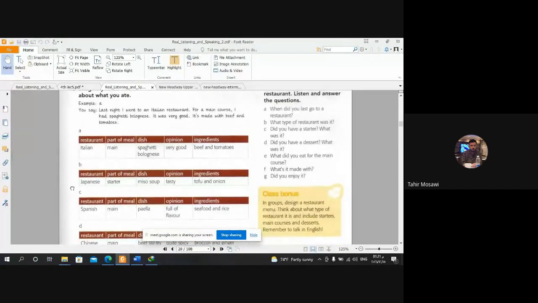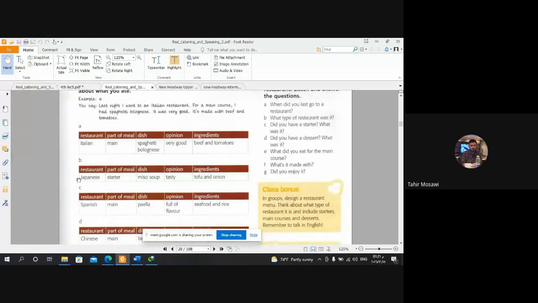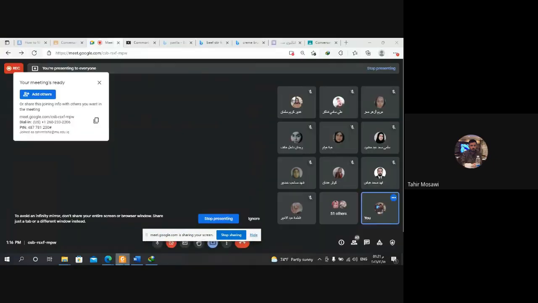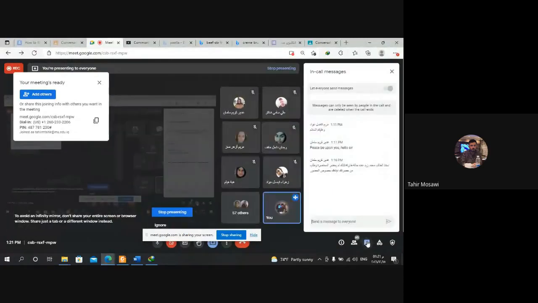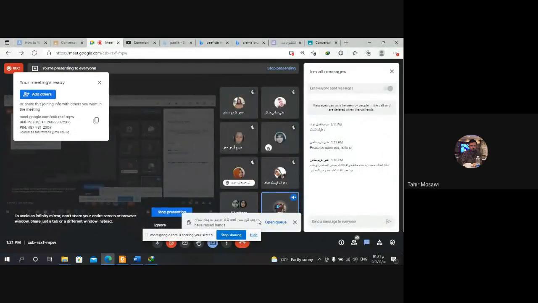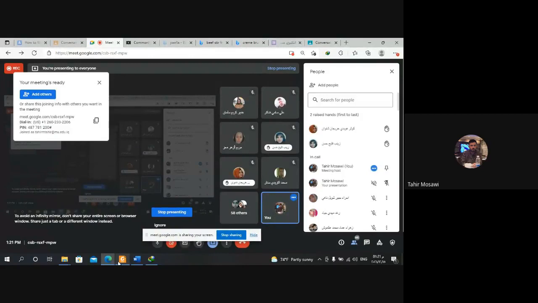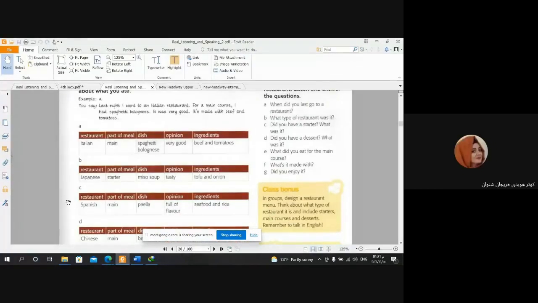Here in the second exercise, or the second point, we have different kinds of options and we have to talk about food. We can describe the Japanese food he ate. Yes, Kauthar?